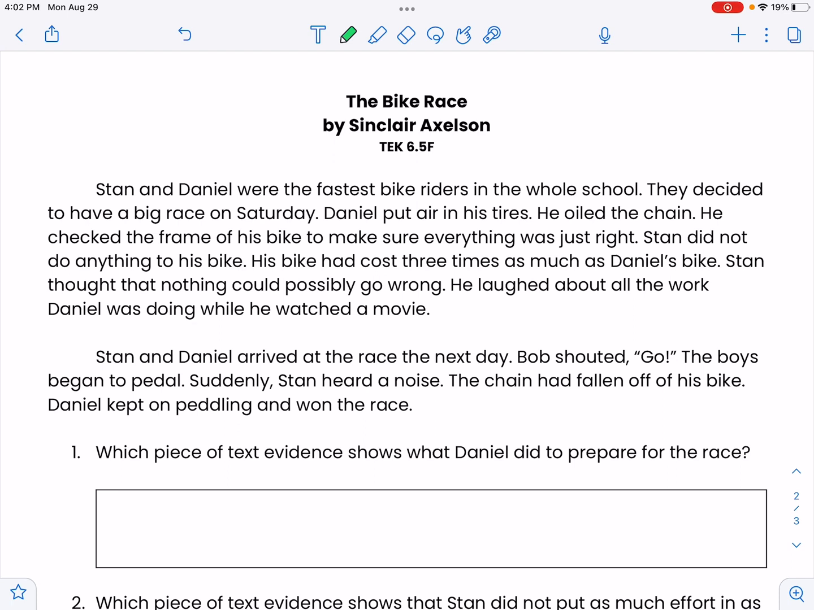Stan and Daniel arrived at the race the next day. Bob shouted, "Go!" The boys began to pedal. Suddenly, Stan heard a noise. The chain had fallen off of his bike. Daniel kept on pedaling and won the race.